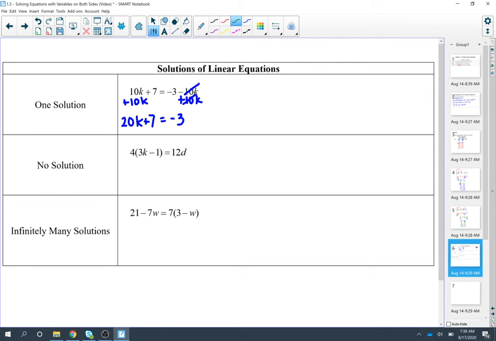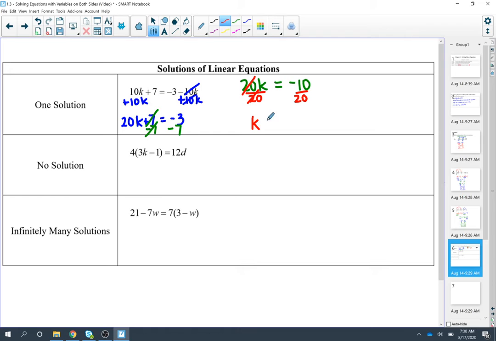Now I have all of my variables on the left, so I have to move all of my numbers over to the right. I'm going to subtract 7 from both sides. That's going to go away. Over on the left, I'm just going to have 20k, and I'm going to move it up to here because I'm running out of room. Over on the right, I'm going to have negative 3 minus 7, which is negative 10. Then last but not least, I have to get rid of the 20. So 20 times k, the opposite would be to divide.